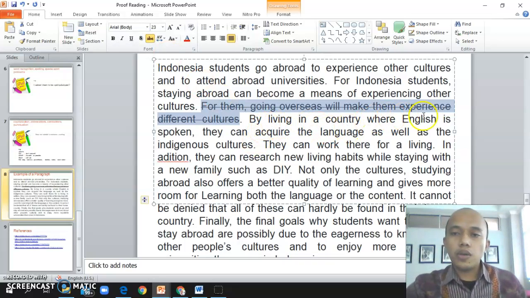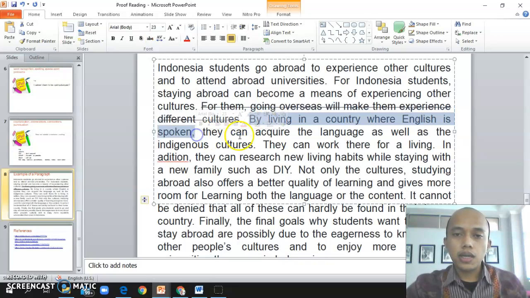"By living in a country where English is spoken, they can acquire the language as well as the indigenous cultures." Okay, I think the sentence is okay. And then, "they can work there for a living." Well, this sentence seems to be quite a problem for us. "They can work there for a living."